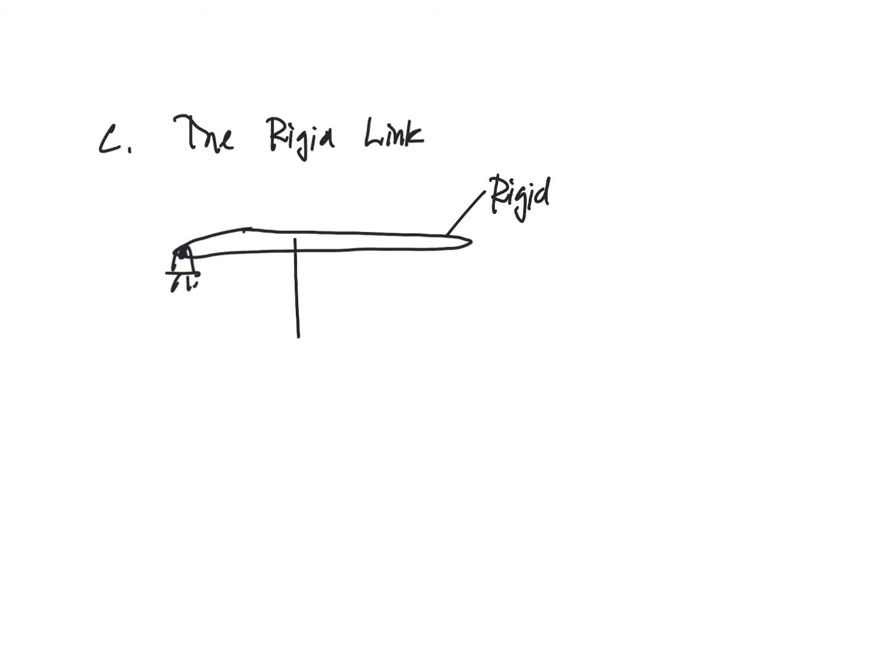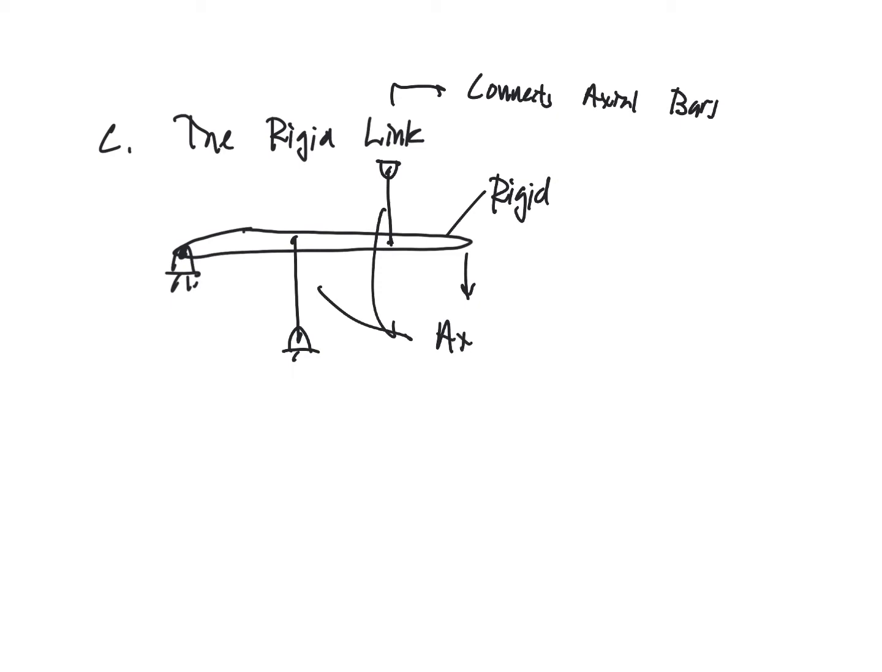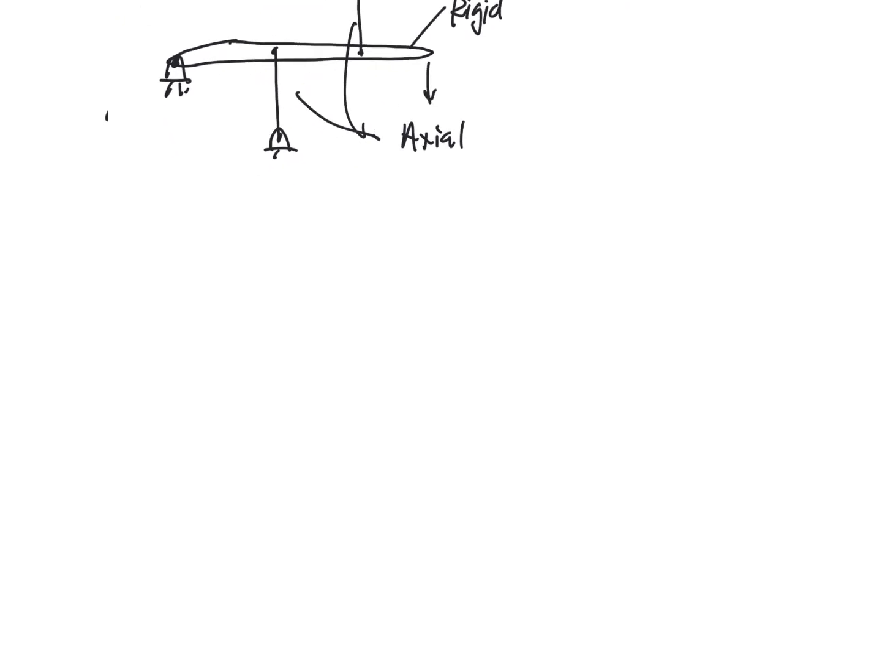So we might have one axial bar that's supporting it this way, and then maybe another axial bar that's supporting it this way, and there's a load like so. So the link connects the axially loaded bars. The link is not deforming, it's these two that are stretching and deforming and resisting. So these guys are the axial bars. They stretch and deform, which gives us the resistance to the applied load.